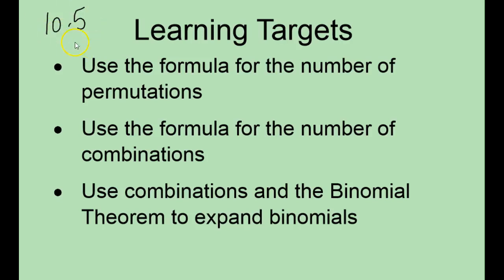Alright, here we're looking at section 10.5. So our learning targets for this section are to use the formula for the number of permutations. Then we're going to use the formula for the number of combinations, and we're really going to figure out the difference between these two things. And then we're going to be using combinations in the binomial theorem to expand some binomials.